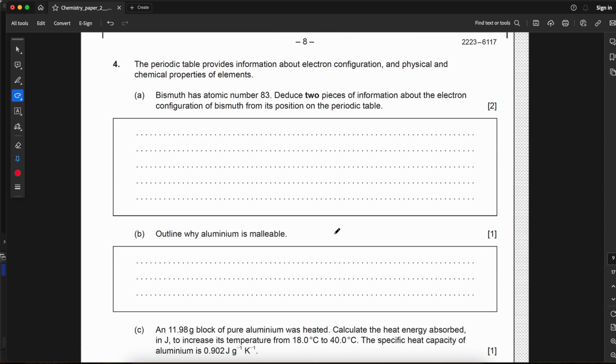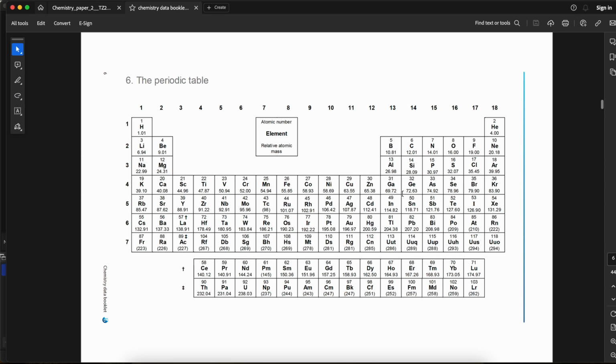The periodic table provides information about electron configuration and physical and chemical properties of elements. Bismuth has atomic number 83. Deduce two pieces of information about the electron configuration of bismuth from its position on the periodic table. Bi has 5 valence electrons as it is in group 15. So Bi is right here. So the valence electron is 5.